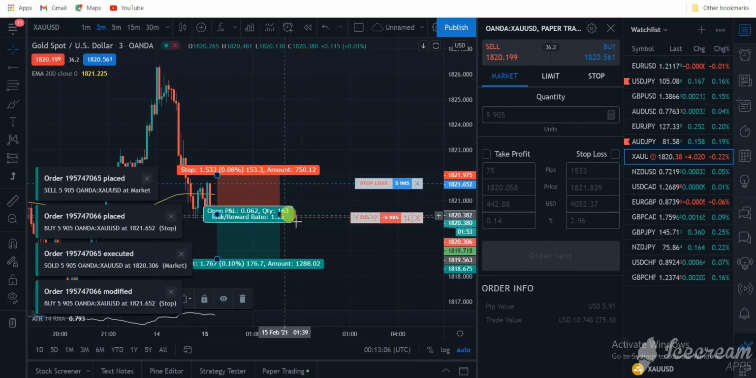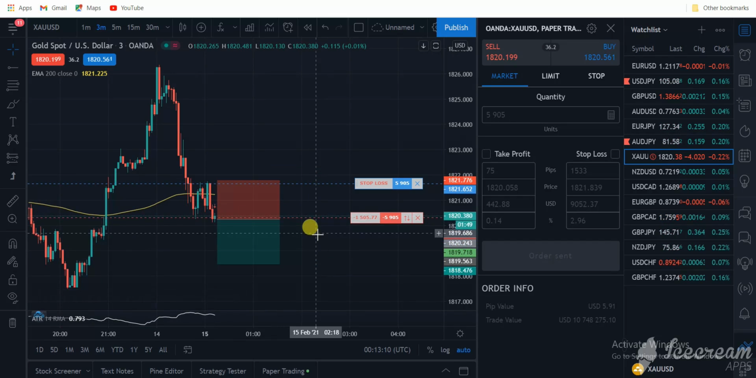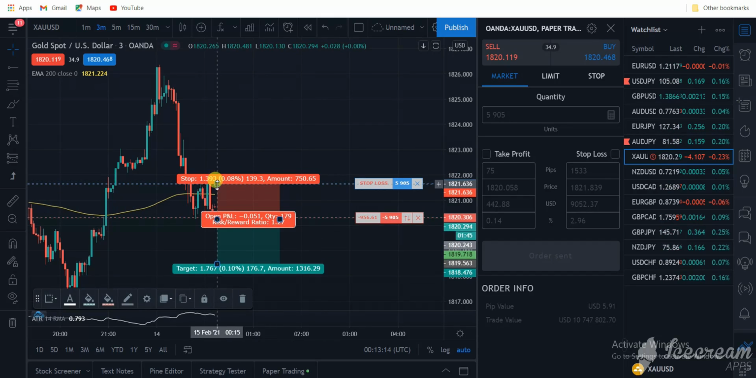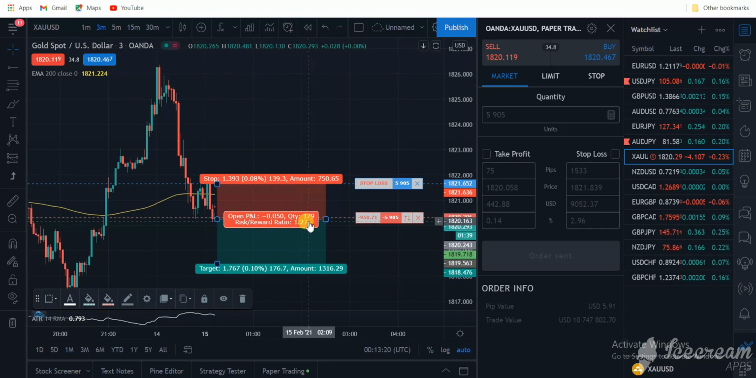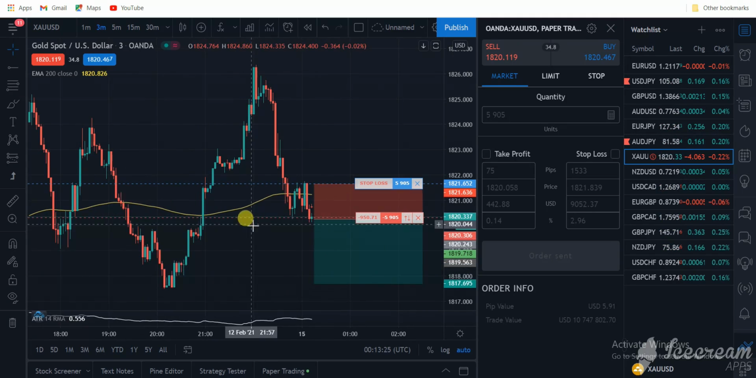Alright guys, so I'm targeting this low at this point, but that's entirely not necessary. My overall profit target is a 2-to-1, as you can see at this point. But like as always guys, we have to move our stops to break even once we achieve a 1-to-1.